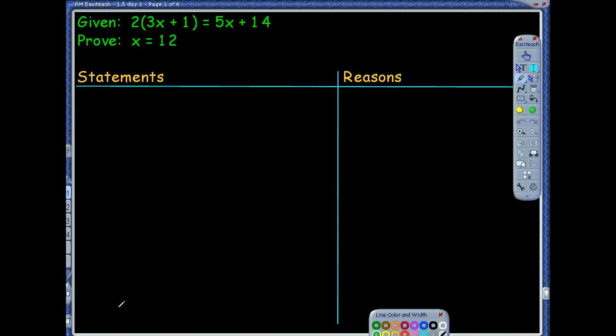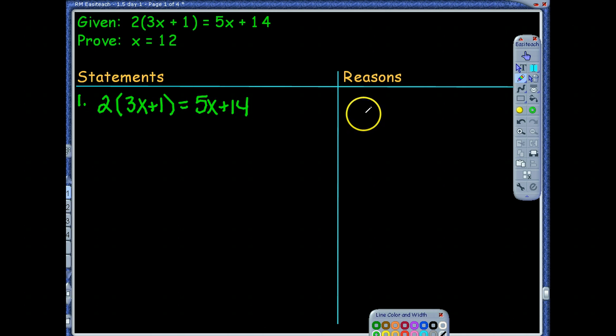For our very first official proof, we're going to start off with an algebra proof. And notice that we've got our table already set up for our two columns. We've got our statements and reasons already up there. We are going to start with number 1, which for our very first statement is always what you're given. So the very first thing I'm going to write down is that 2 times the quantity of 3x plus 1 will equal 5x plus 14.